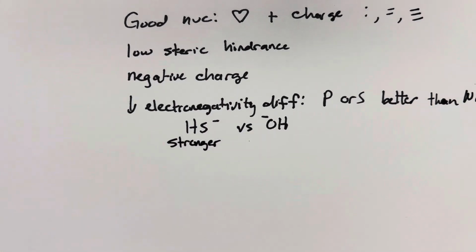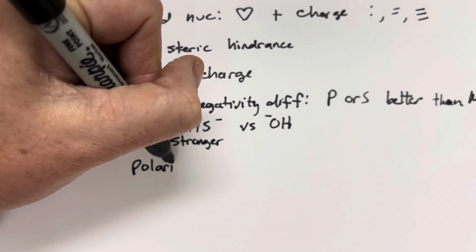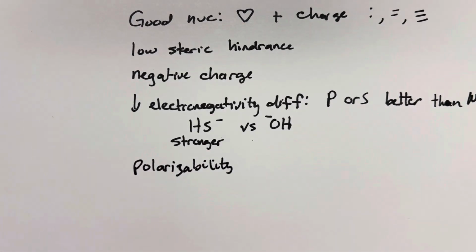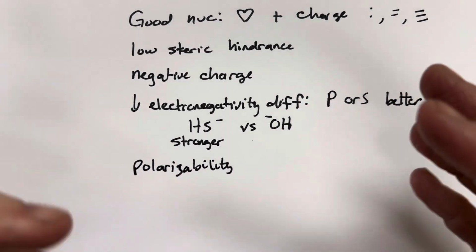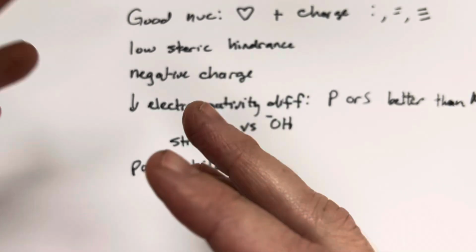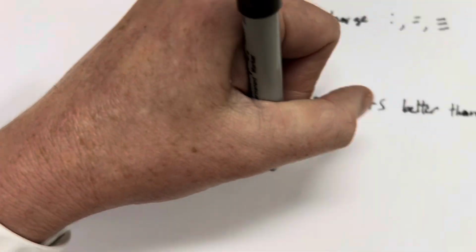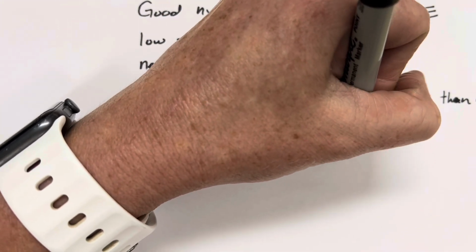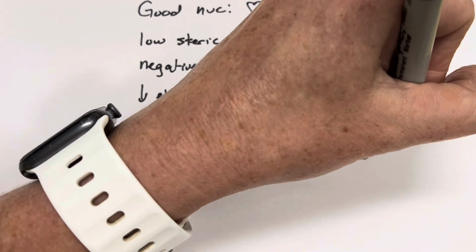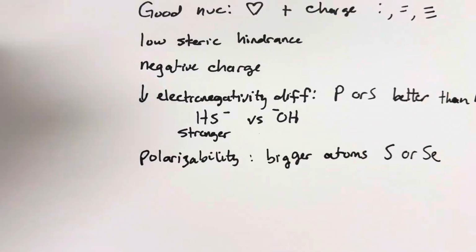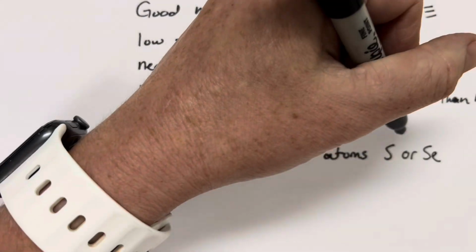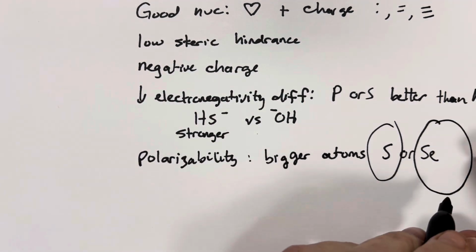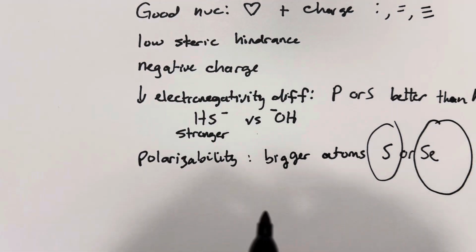And polarizability is another factor that affects nucleophiles. What that means is that if they have an electron cloud around them, that electron cloud can distort, and it can distort best when you have big atoms. So bigger atoms tend to be more polarizable, specifically like a sulfur or a selenium versus an oxygen. Again, this is because these are bigger things that have bigger electron clouds around them. And these electron clouds are more malleable than something really tiny like a fluorine or an oxygen.